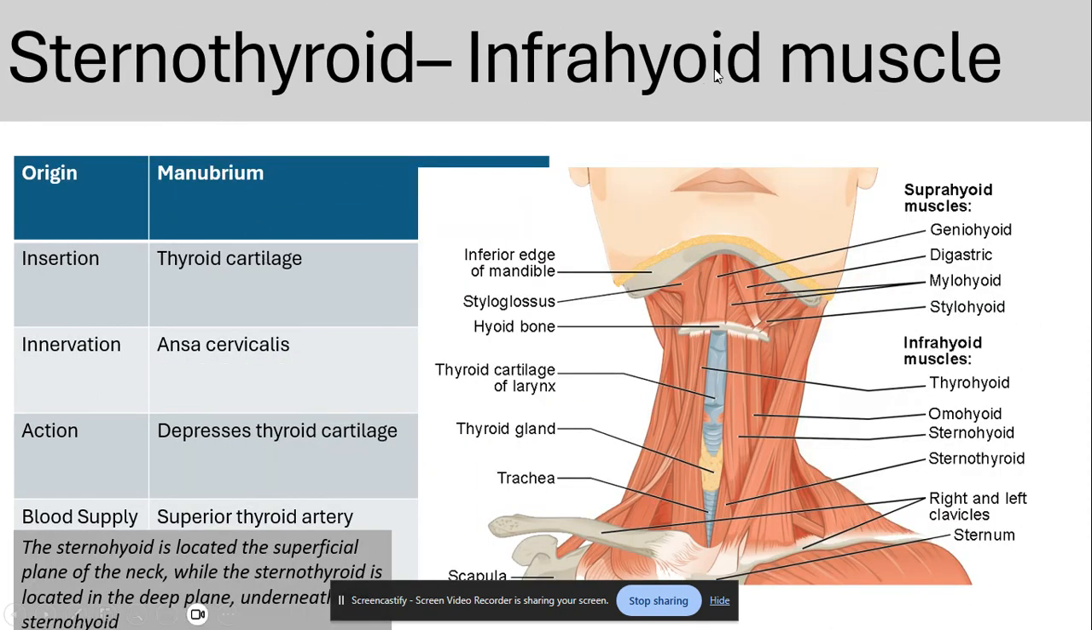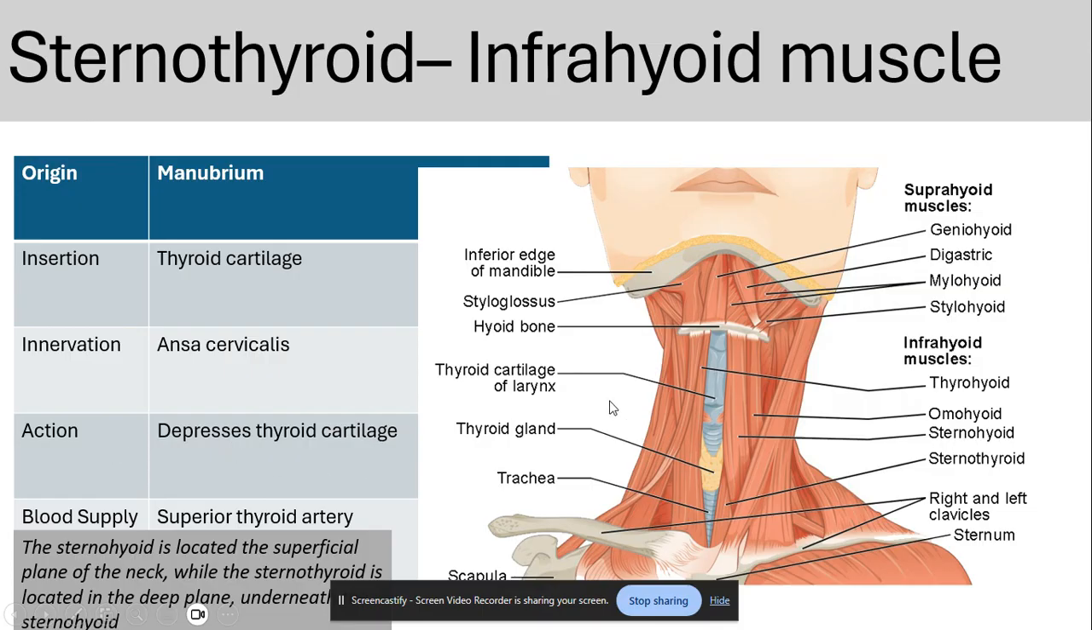Sternothyroid, an infrahyoid muscle, so it's inferior to the hyoid. Origin is the manubrium, so this is the origin. That's the manubrium. Insertion is the thyroid cartilage of the larynx. So right here, the thyroid cartilage is where the insertion is. Innervation is ansa cervicalis C1 to C3. We just learned it's a loop.